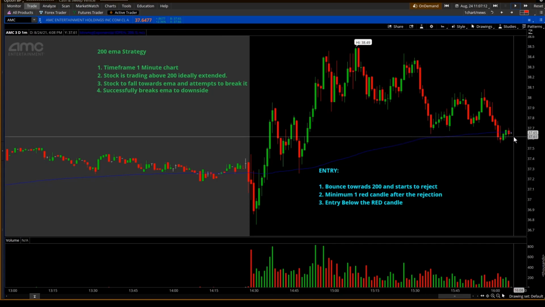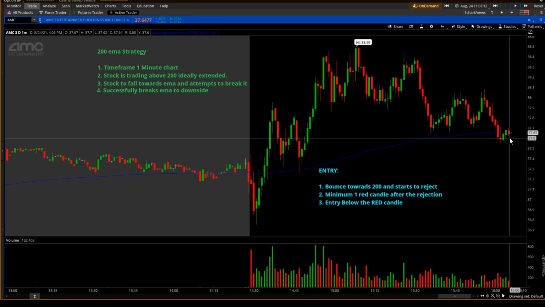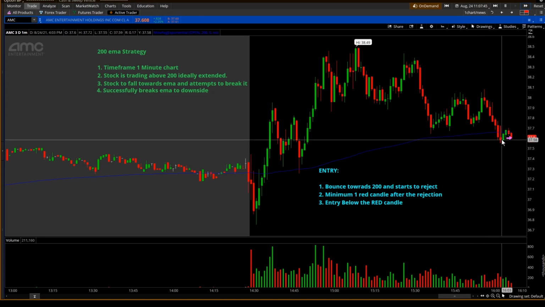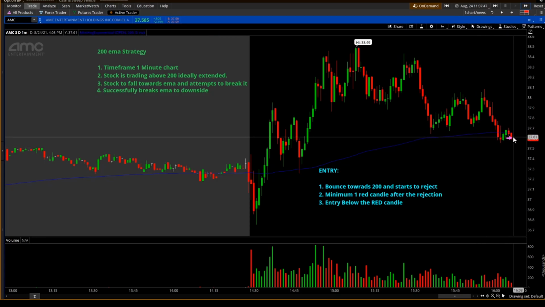So we want to enter. Ideally you want 2 cents below 37.60s. Okay, that's our entry. Right now it's actually hitting that 37.60, so we should be in it. So we're short in it and our setup is active.